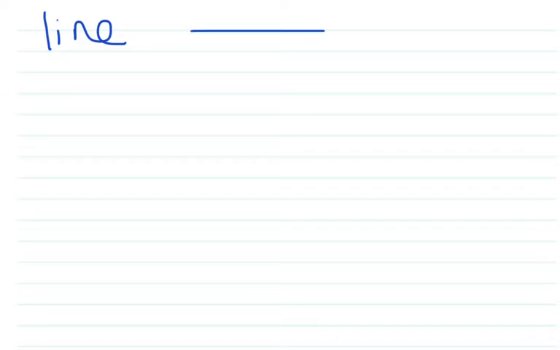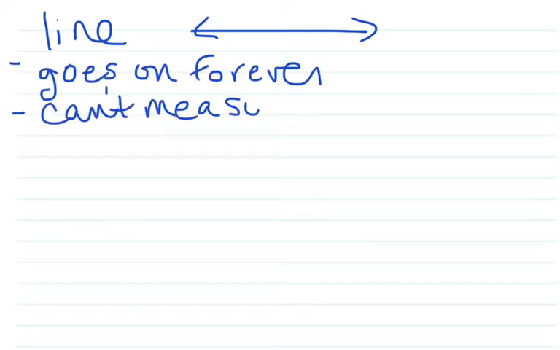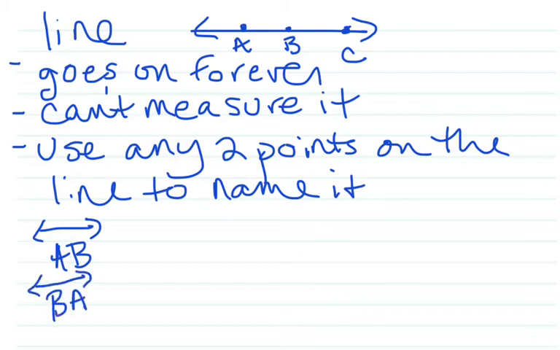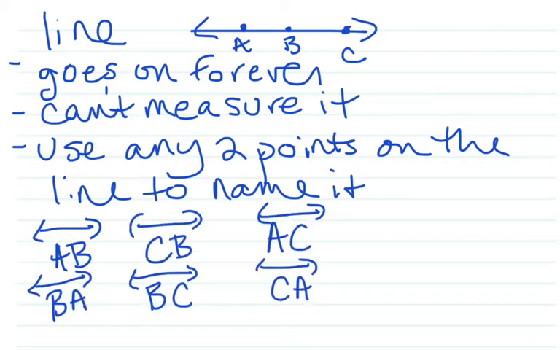So, on to lines. Lines, we use the arrows on the end to show that they go on forever, just like in algebra. We can't measure them because they go on forever. And we use any 2 points on the line to name a line. We just happen to have drawn in A, B, and C there, but they are just 3 points of an infinite number of points that actually form that line. We've just called those out by name. We can call that line any number of things. Again, we can name it by any 2 points on its line.